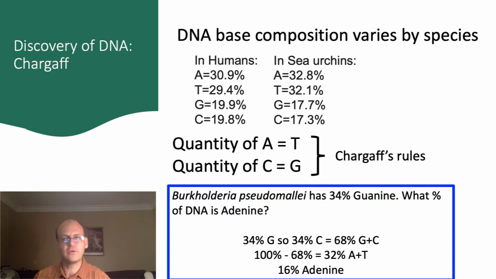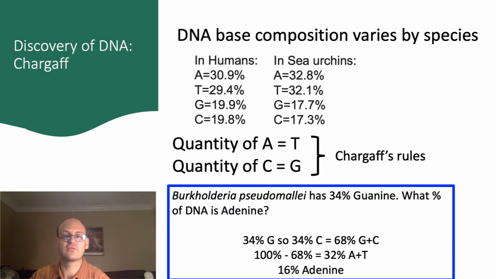He also noticed that the amount of adenine was always approximately equal to the amount of thymine, and the amount of cytosine was always similar to the amount of guanine. These became known as Chargaff's rules and influenced Watson and Crick when they later figured out the structure of DNA.